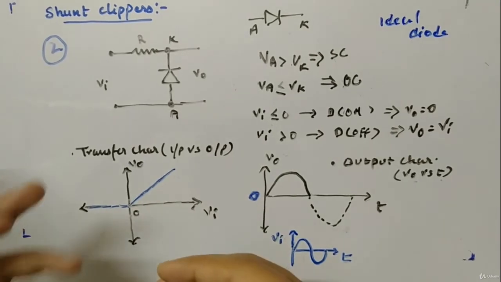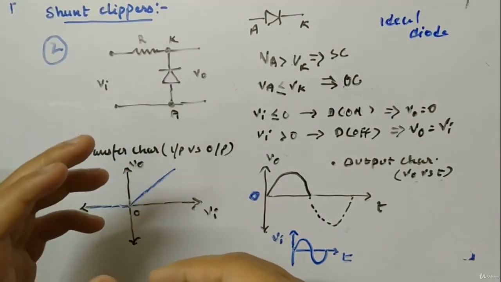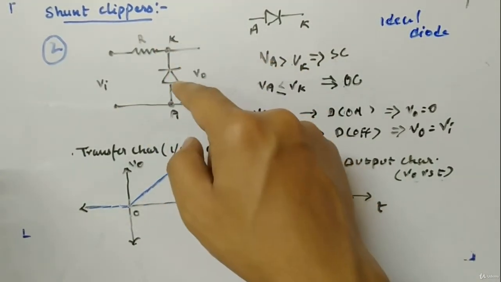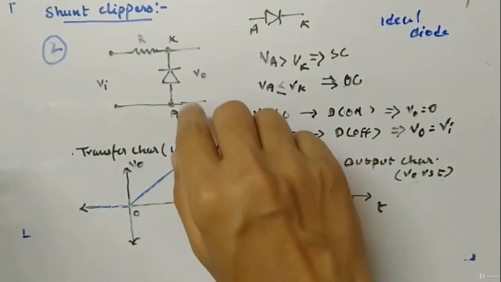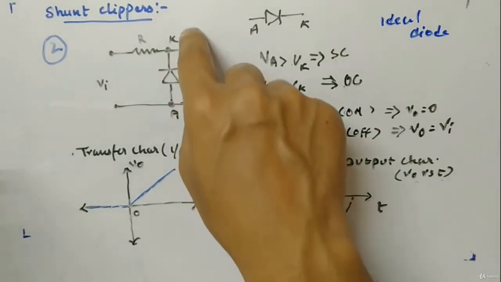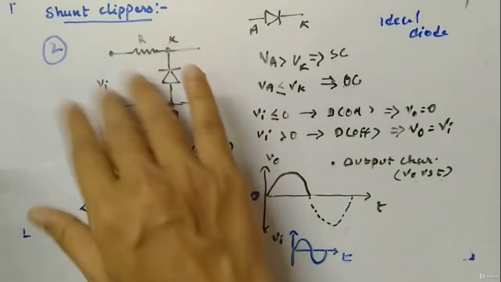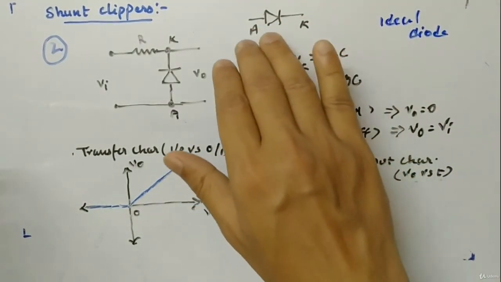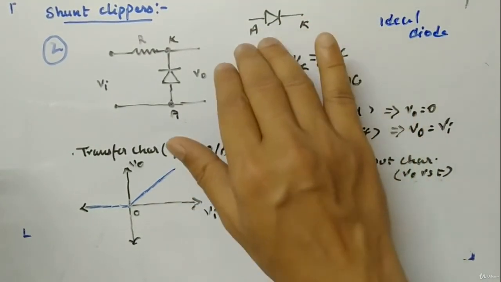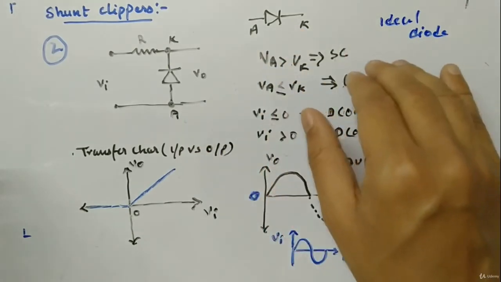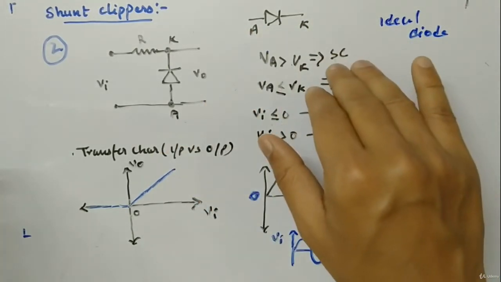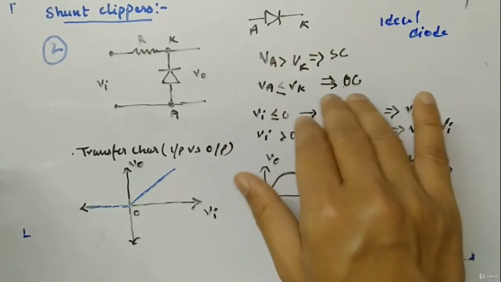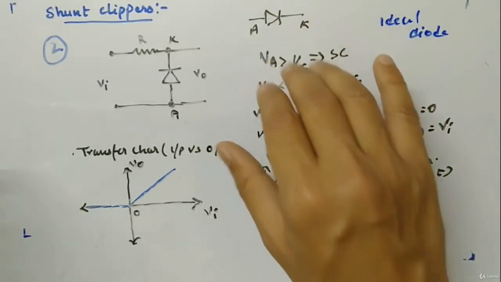Okay, now let's look at the second model of shunt clippers. The only difference is that I flipped the way the diode was connected. So now the anode is this terminal, the cathode is this terminal, and the rest of everything is the same. This condition is the same: if Va is greater than Vk, then the diode is on and it behaves as a short circuit. If Va is less than or equal to Vk, then it is an open circuit.